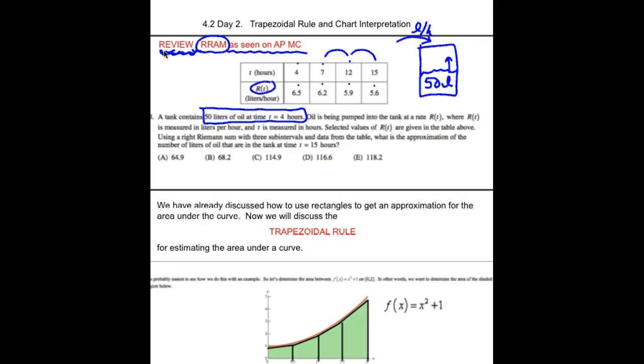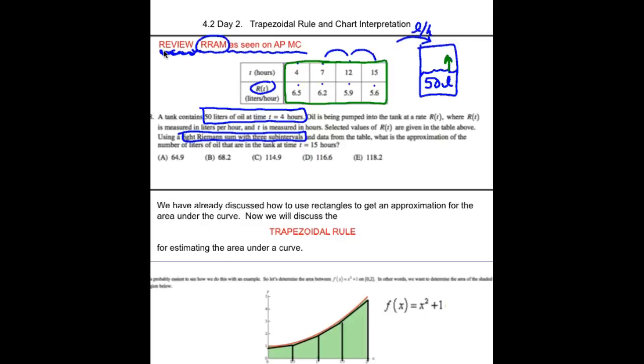It says use a right Riemann sum with 3 subintervals. What that means is you're going to make rectangles that hit on the right, and you're going to make 3 of them to approximate how much oil is in the tank. So really what I need to do is approximate how much oil got added in the tank in this time period, and then add 50 to it.